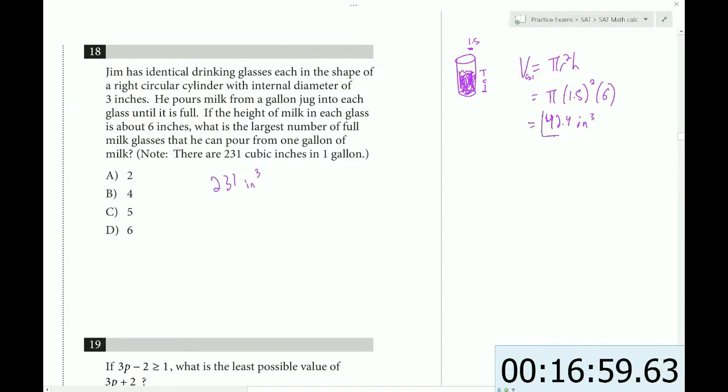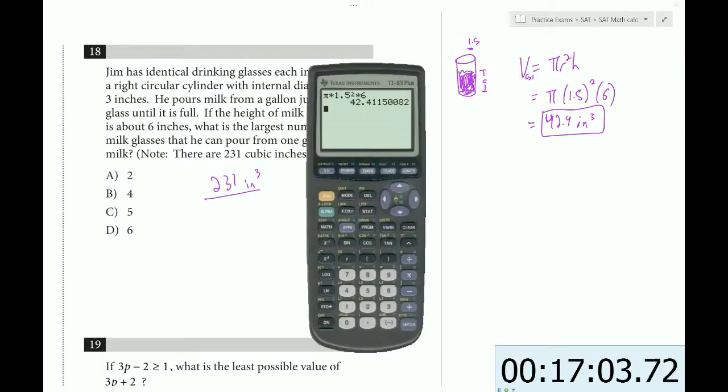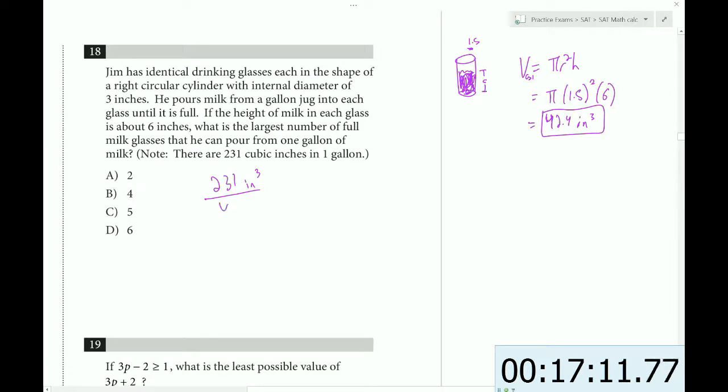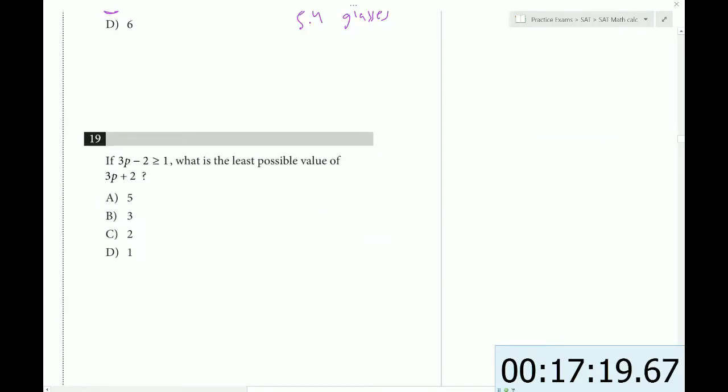So how many of these fit into this? It's a division problem, right? So we just take our 231, we divide that by the answer, and that gives us 5.4, okay? 5.4 glasses. So how many full glasses? That would be 5 full glasses and 1 partial glass, right?